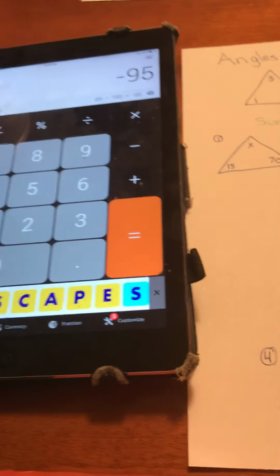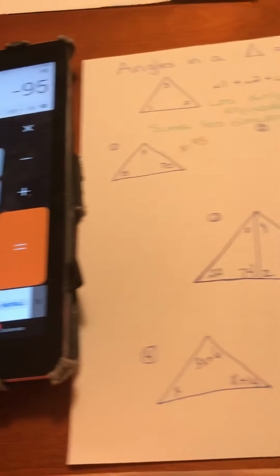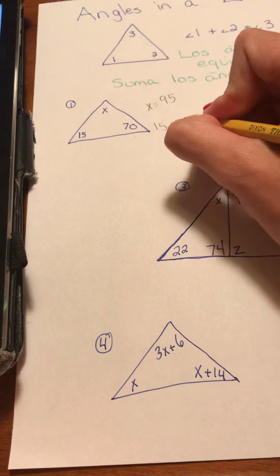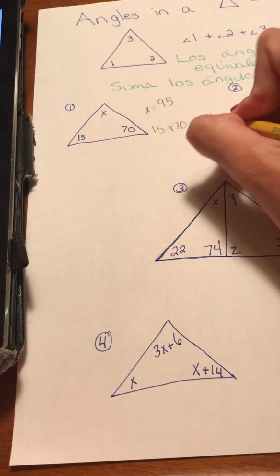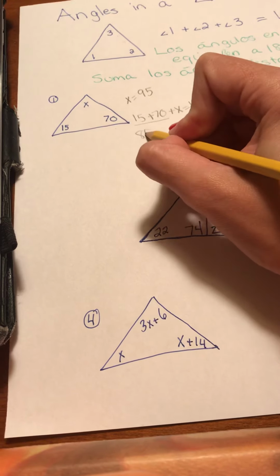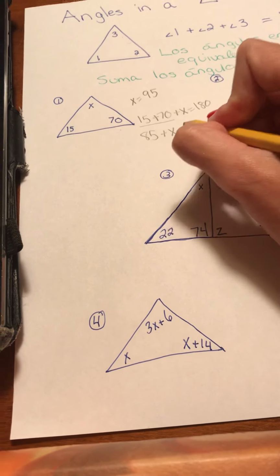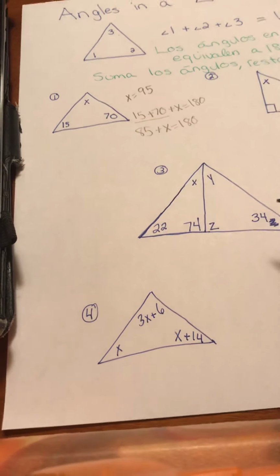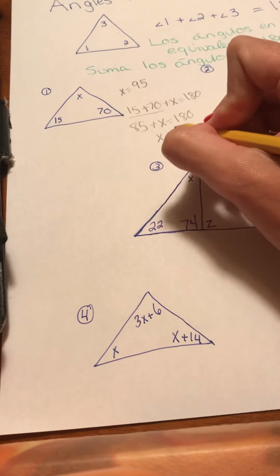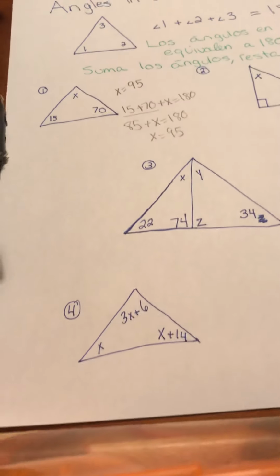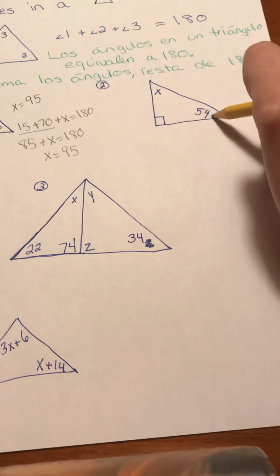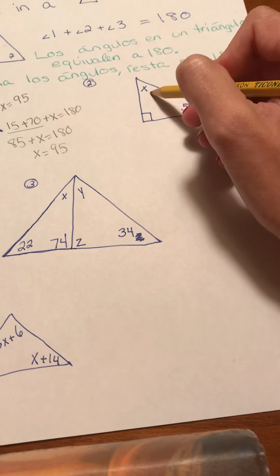95. If you need or want an equation, you'd have 15 plus 70 plus x is equal to 180. Here, 15 plus 70 is 85, plus x is equal to 180. And then to get x by itself, you'd have to subtract 85 on both sides, and that's where 95 is coming from.